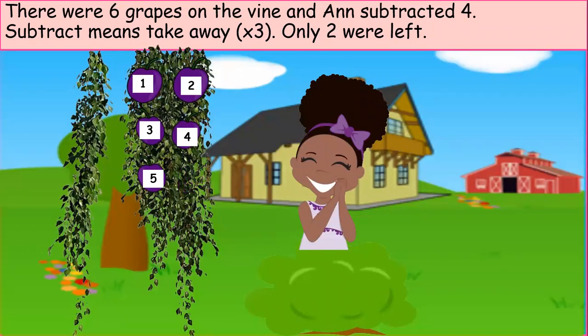There were 6 grapes on a vine, and Anne subtracted 4. Subtract means take away, subtract means take away. Only 2 were left.